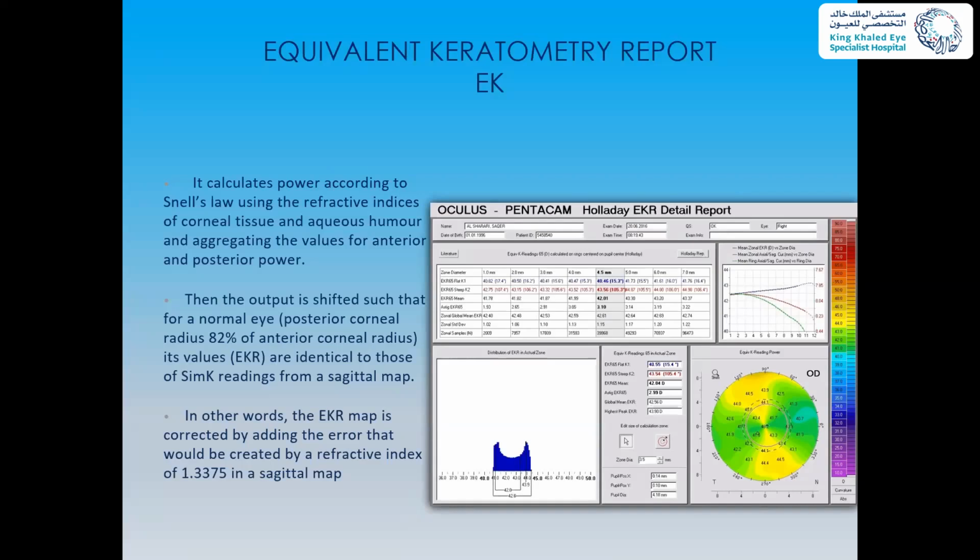What you want to remember here is that you can use equivalent K. Equivalent K uses true net power, then applies the assumption. So it calculates the posterior curvature, then changes the anterior curvature based on the refractive index of 1.3375, and then you can use it. In other words, the map is corrected by adding the error that was created by the use of 1.3375, because we made a historical error 100 years ago that the refractive index is 1.3375. To correct this error, we have to make all these assumptions.